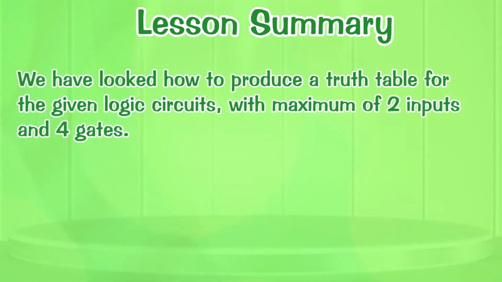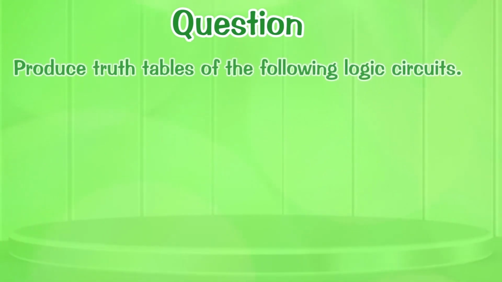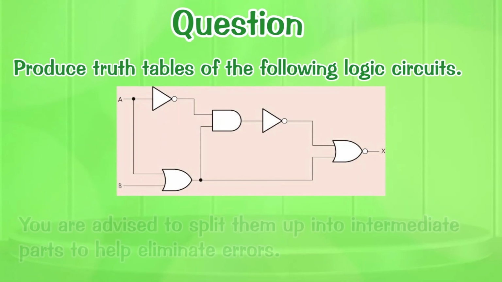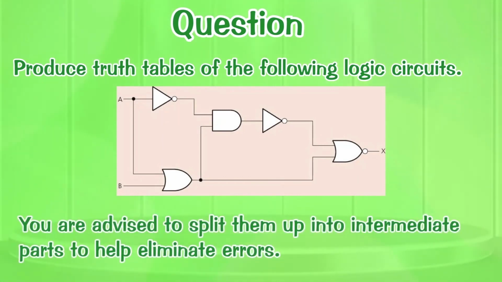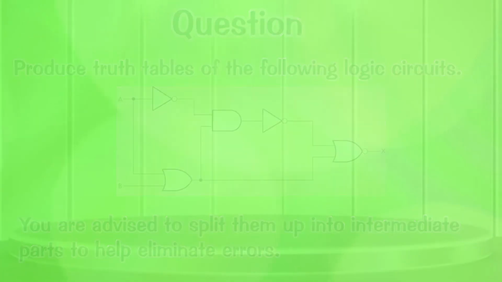Well, viewers, we have come to the end of our lesson for program 2. We have looked at how to produce a truth table for the given circuit with a maximum of 2 inputs and 4 gates. Before we conclude our lesson for today, I would like you to produce truth tables of the following logic circuits. You are advised to split them up into intermediate parts to help eliminate errors.